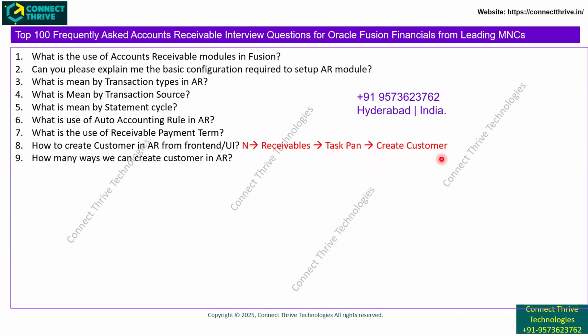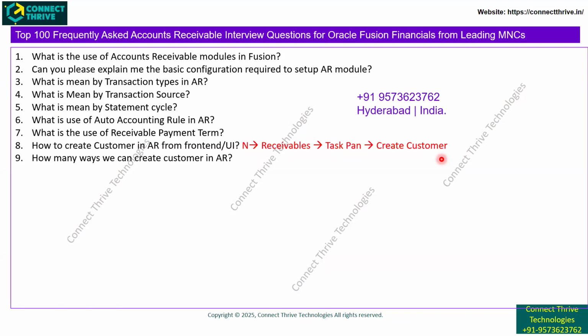Next, how many ways can we create customers in the AR module? There are a lot of ways. We can use the FBDI template, which has 19 tabs, and it is a spreadsheet. It is a very easy way to load, and at the same time we have a manual process. And if we have any REST APIs or web services, we can use those.